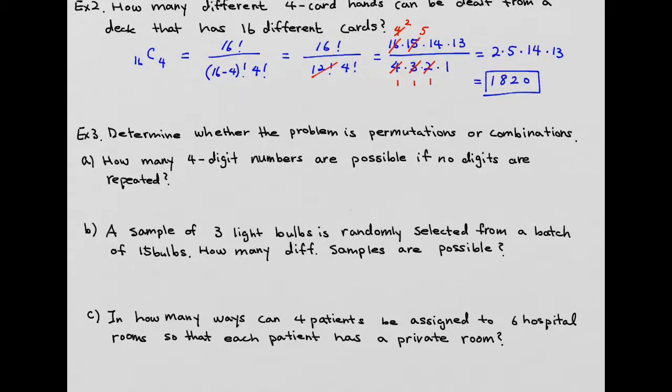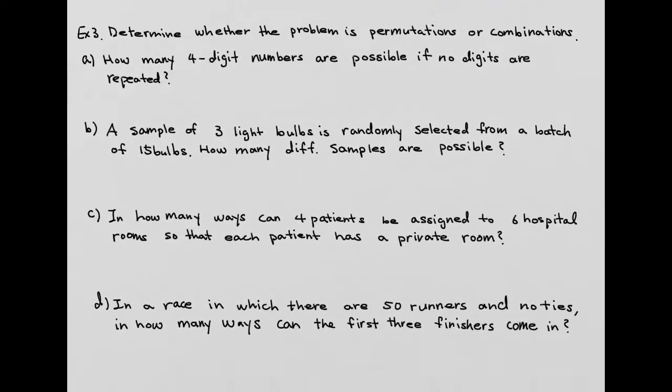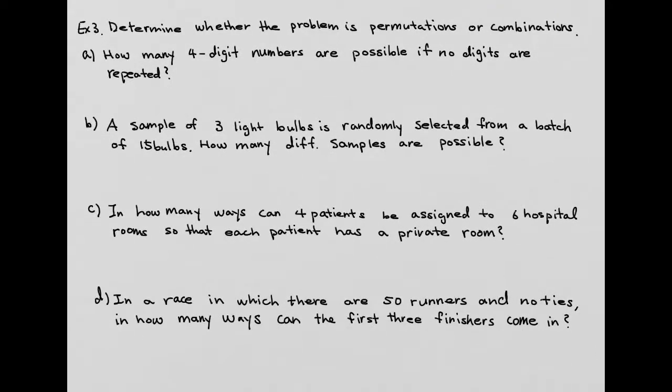So now we know how to use the combination formulas, right? So long as you can tell if it's permutation or combinations, we have formulas to use, so we should be able to get a solution out of it. So then let's look at example 3. Example 3 is asking, well then, are you able to determine whether the problem is permutation or combinations, right?